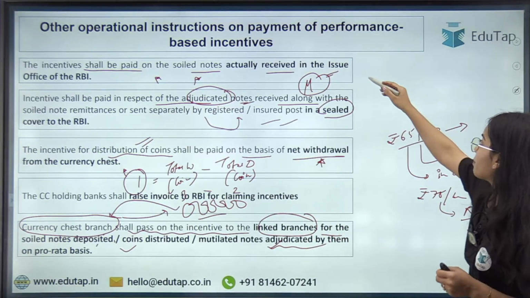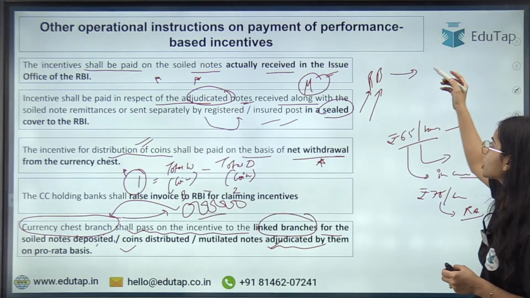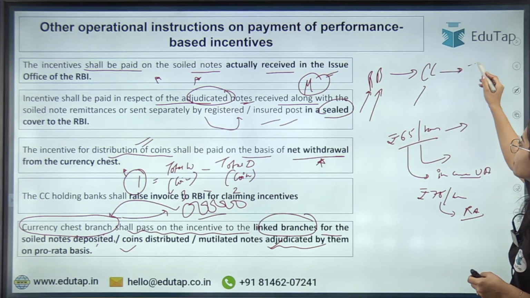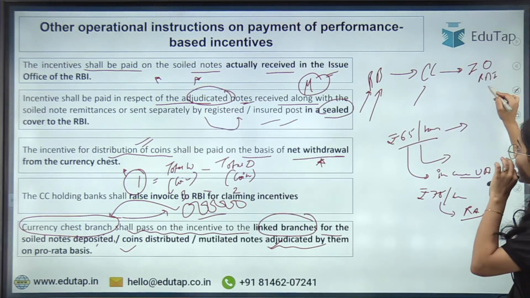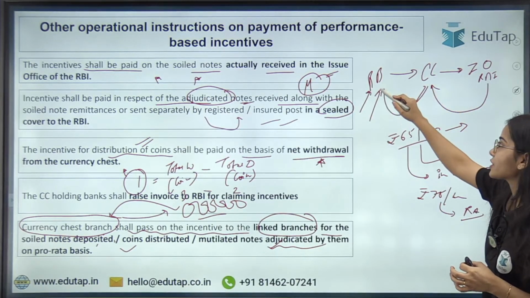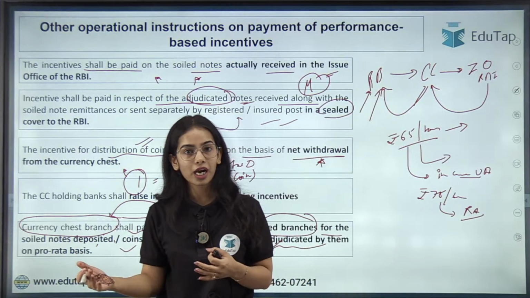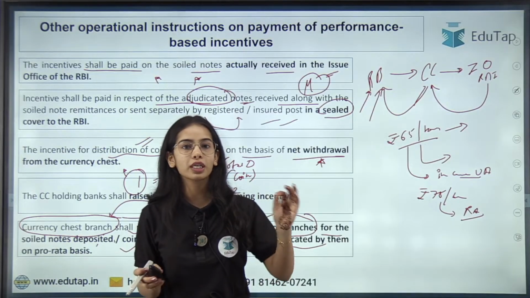So basically, bank branches are receiving the soiled notes or mutilated notes. Bank branches will transfer it to currency chest, and then from the currency chest it will be transferred to the issue office of the RBI. Then RBI will give incentive to the currency chest, that will have to be transferred to the bank branch. So basically, the bank branches are not directly linked with the RBI. They are connected with the RBI for transferring the soiled notes through the currency chest.